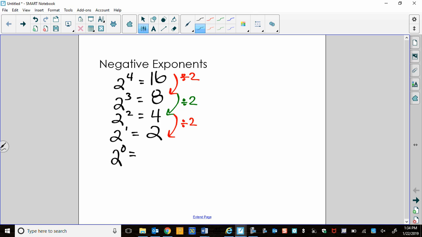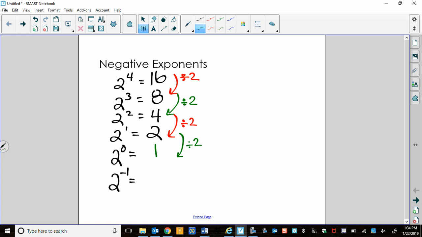Okay, so if you look at 2 to the 0 power right here, if I were to continue this pattern, I'll take 2 and I'll divide that by the same number. 2 divided by 2 is 1. Okay, so that's why 2 to the 0 power equals 1. But what happens when you have a negative exponent? Because you can continue going down this list.